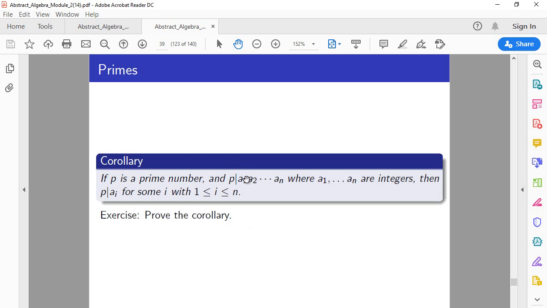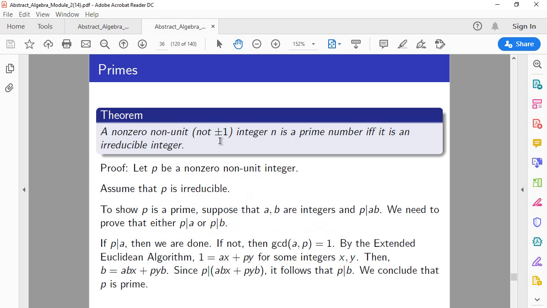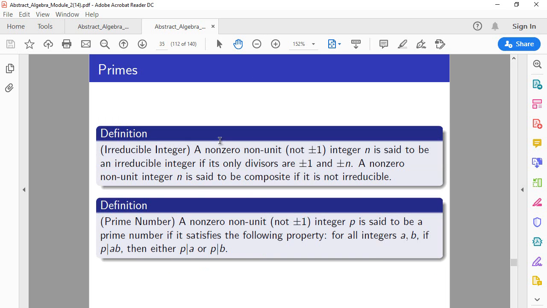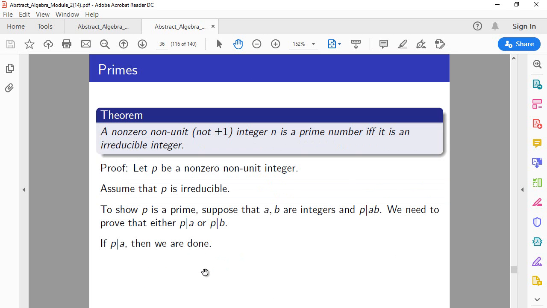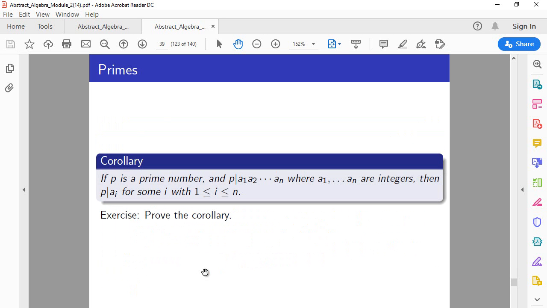So this is just an extension of the definition of the prime number. Recall that if p is a prime number, then if p divides ab, then p divides a or b. So we're just extending that to more than 2 factors here. Okay.